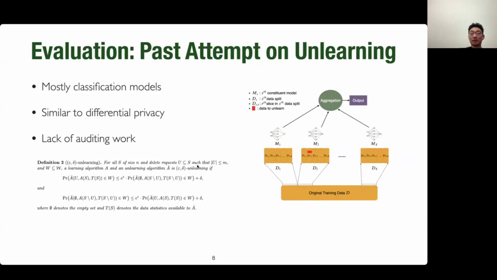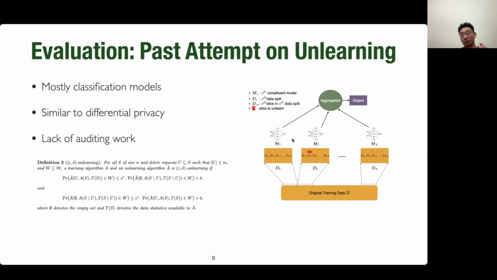You essentially need to apply the same unlearning algorithm with different randomness a couple hundred times. And then you evaluate the difference on model distributions. So that's one approach that people have done before.